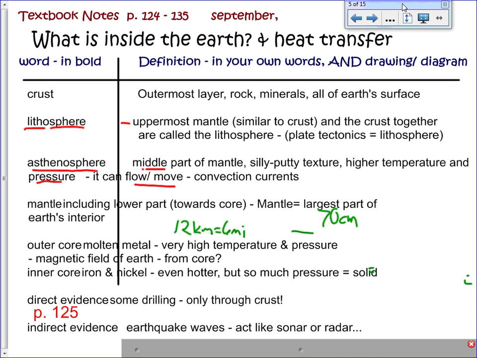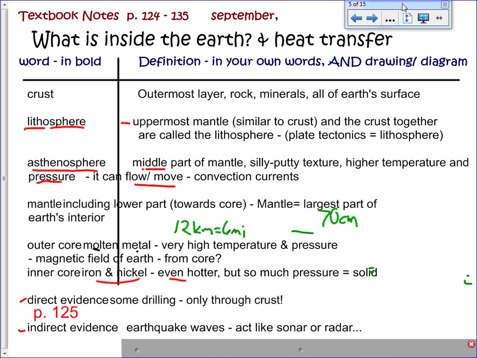But the core: there's the outer core, which is molten metal. It's very high temperature and high pressure. It's believed that the magnetic fields of the Earth are because of the core. Planets that don't have a liquid core don't have magnetic fields and don't have earthquakes and volcanoes. It's melted rock, iron and nickel. And then the inner core, interestingly, is also iron and nickel. It's even hotter, but it is under so much pressure that the molecules can't move, so it's actually a solid.